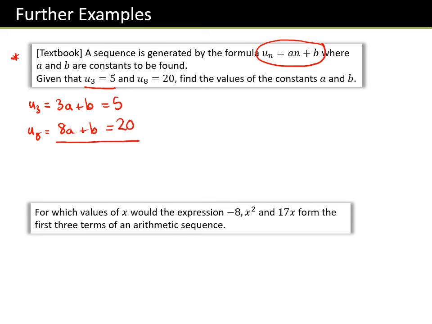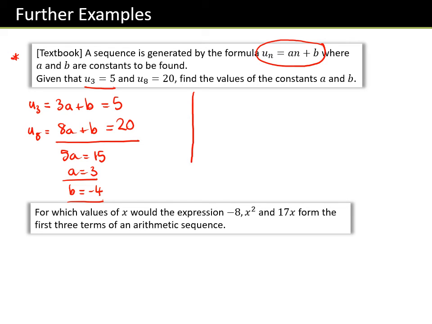And then we solve these simultaneously. From here, I'm going to subtract to give me 5a equals 15, so a equals 3. Plugging that back into here, 3a plus b equals 5, so b must be minus 4. And check here, 24 minus 4 equals 20. So I found my values of the constants a and b.